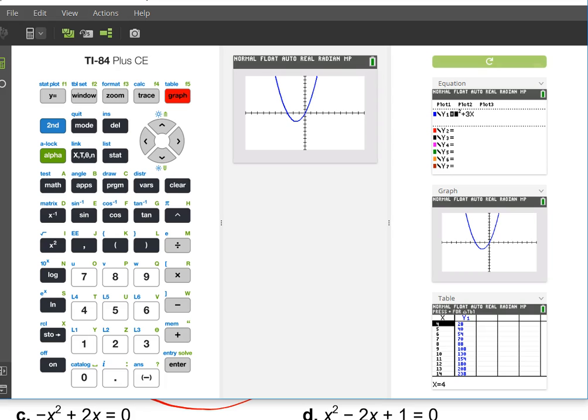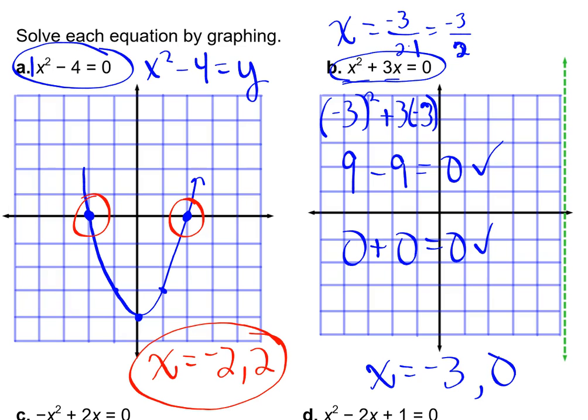Now when you're looking at a graph, it won't always be quite so obvious. Sometimes your answers are not going to be nice integers. And so we're going to look at another method for finding those x-intercepts when the numbers aren't quite as nice as they were in this example.